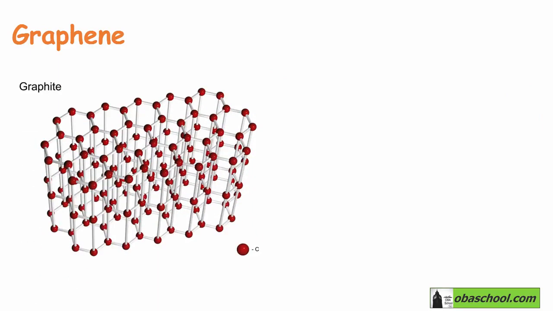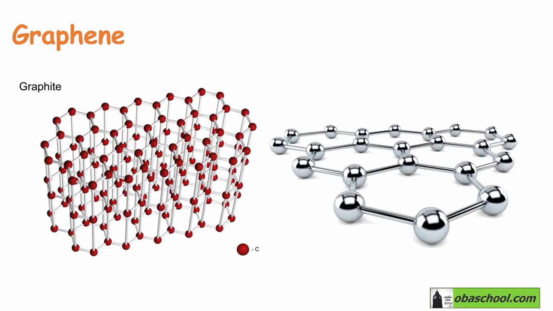Actually, if we can separate a single sheet of carbon atoms from graphite, we can get a layer of interlocking hexagonal rings of carbon atoms, which is just one atom thick, and the new material is called graphene. So here we have graphite. We will try to get a layer of interlocking hexagonal rings, which is just one atom thick. Now we obtain the graphene.